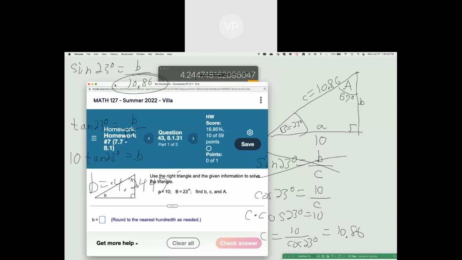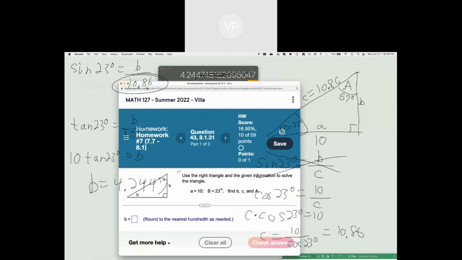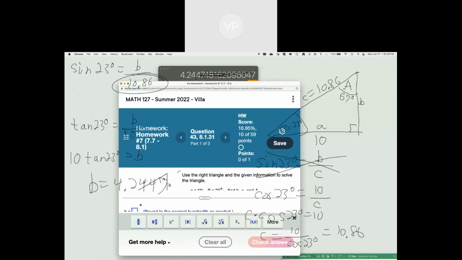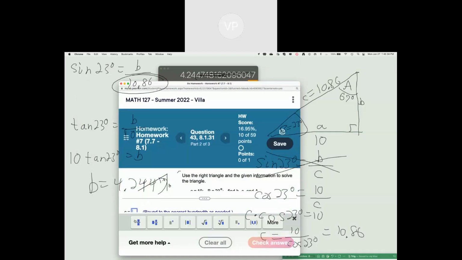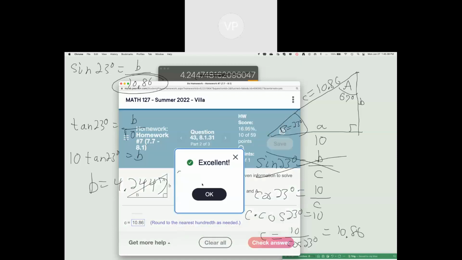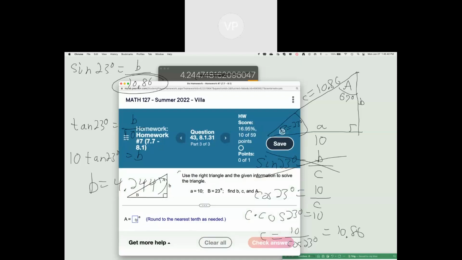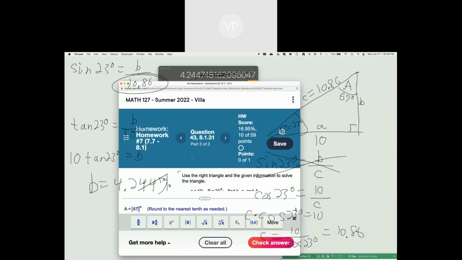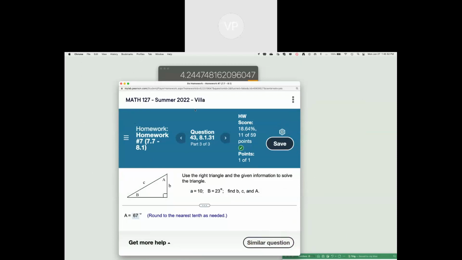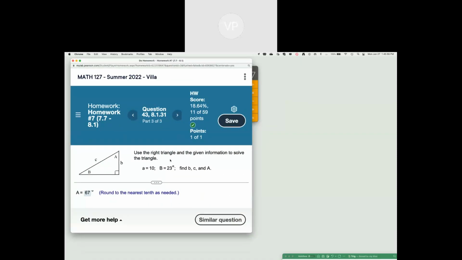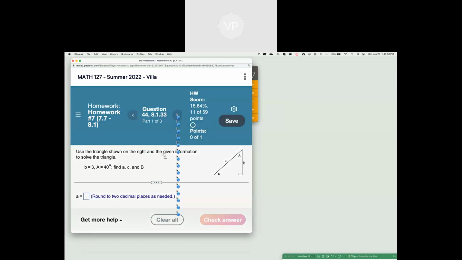And now let's just write down what they've asked for. They want to know b. So we just got b, rounded to the nearest hundredth, 4.24. Now they want C, also to the nearest hundredth, 10.86. I think I rounded that correctly. And now angle A, that one wasn't so bad. That was our 67 degrees. And that's it. You just have to do it. It's multiple steps in one problem. That's what they're doing here. But these in the 40s, they summarize if you really know this chapter or if you still have some work to do.